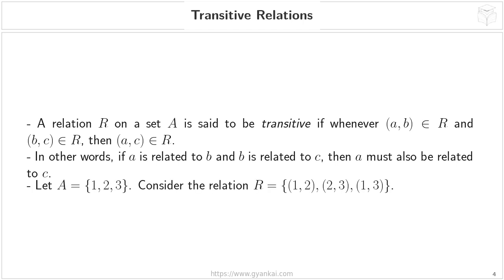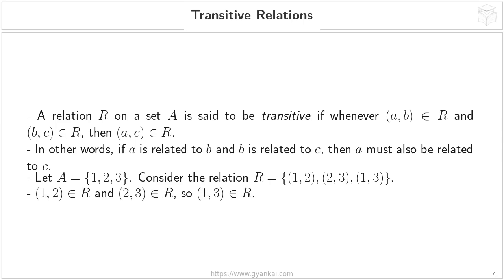Let's look at an example. We have a set A which contains the numbers 1, 2, and 3, and our relation R consists of the ordered pairs (1, 2), (2, 3), and (1, 3). The slide then says, (1, 2) is in R and (2, 3) is in R, so (1, 3) is in R. Let's check that. We do have (1, 2) and (2, 3) in our relation R, and look, (1, 3) is also in R. So far, so good. This confirms the transitive property for this particular combination.